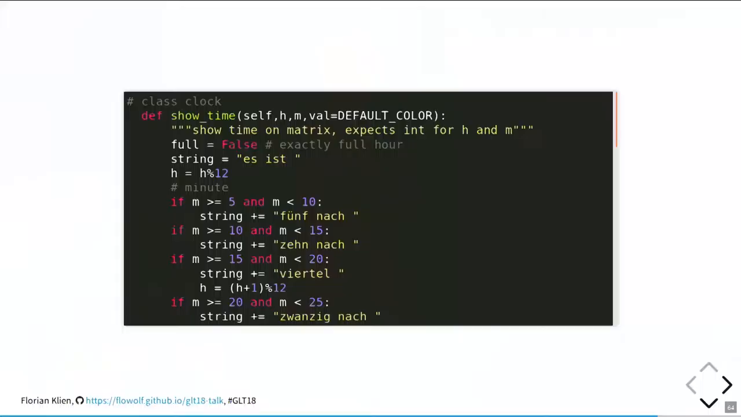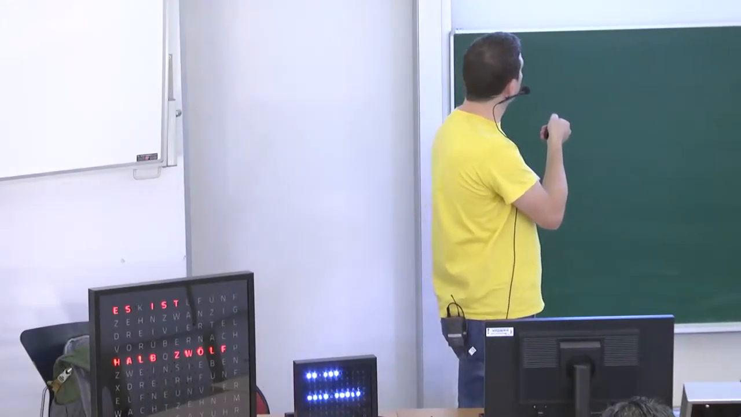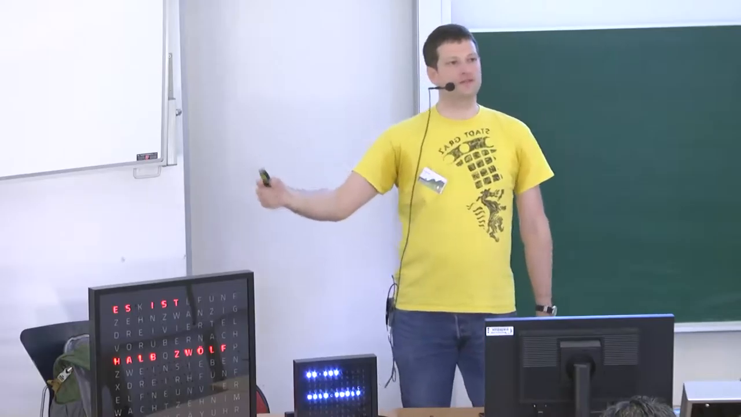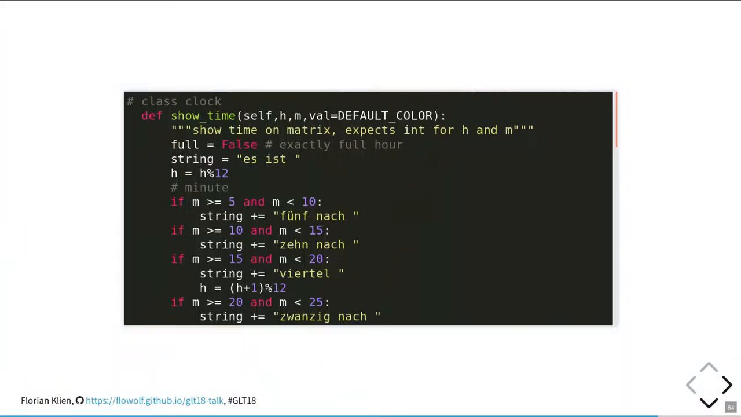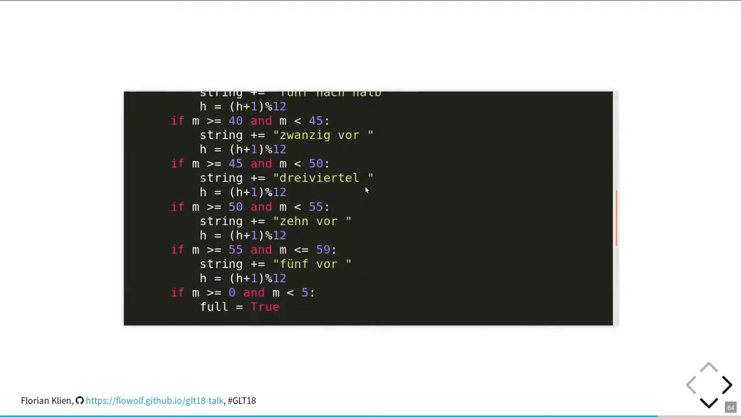Okay, so we want to show the time. What do we do? We always light up "es ist", and then the string follows. If the minute is between 5 and 10, then we show 5 past some hour. If it's between 15 and 20, it's a quarter past, or Viertel, as we say, and so on. We do the same for 3 Viertel, 10 vor, 5 vor, etc. And if it's a full hour, we set a boolean to true.